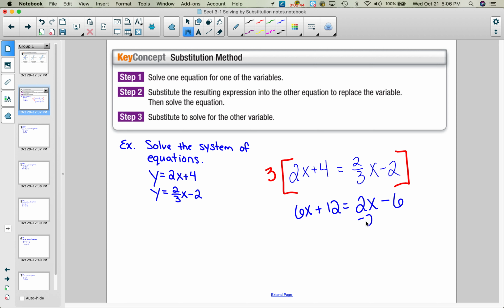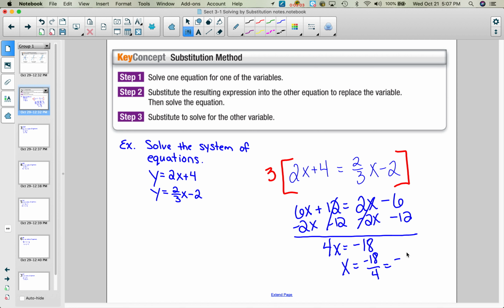So next I'm subtracting 2x from both sides. And I'm going to subtract 12 from both sides. So I get 4x equals negative 18. So x equals negative 18/4, or negative 9/2. Now, that's just the x value. I still need to find out what y is.